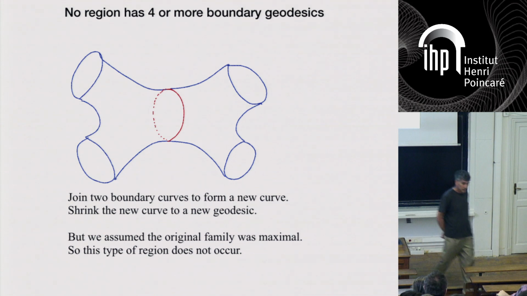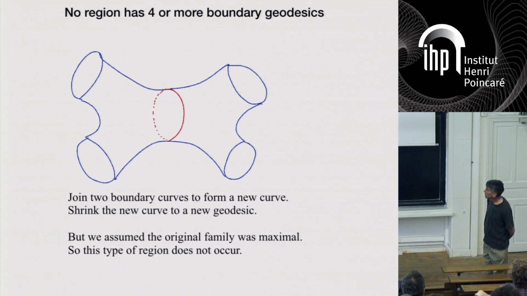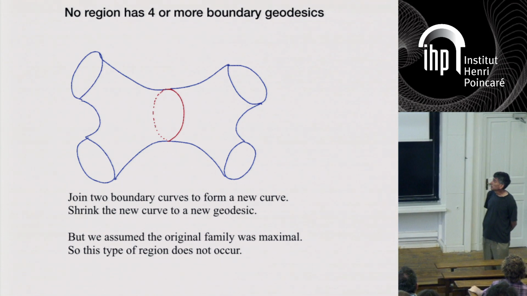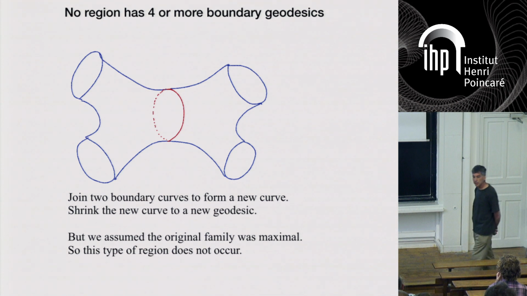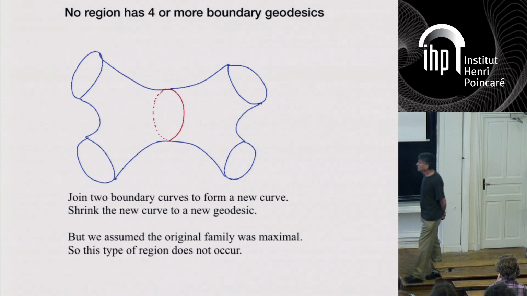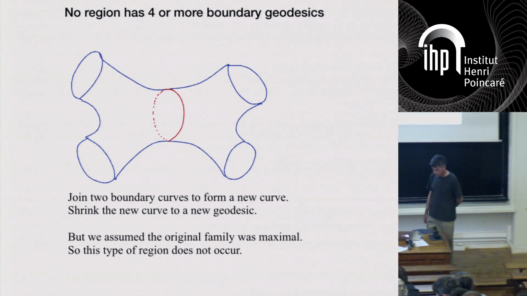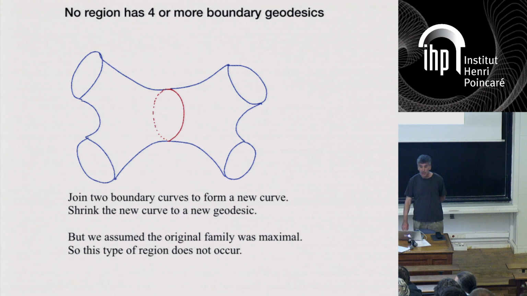Yes? Can the red curve touch one of the boundary components? Right, so topologically it could, but geodesics have the property that if they touch in a tangent, then they're equal. They're determined by their tangent vector at one point. So it doesn't occur for geodesics. And the same is true for minimal surfaces. It's an important property that's used in this.